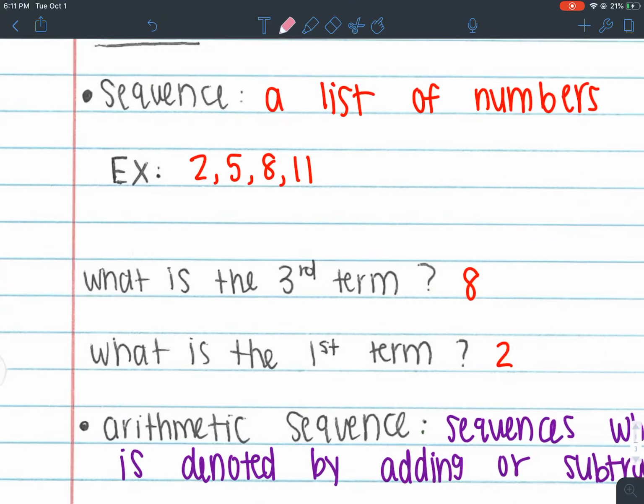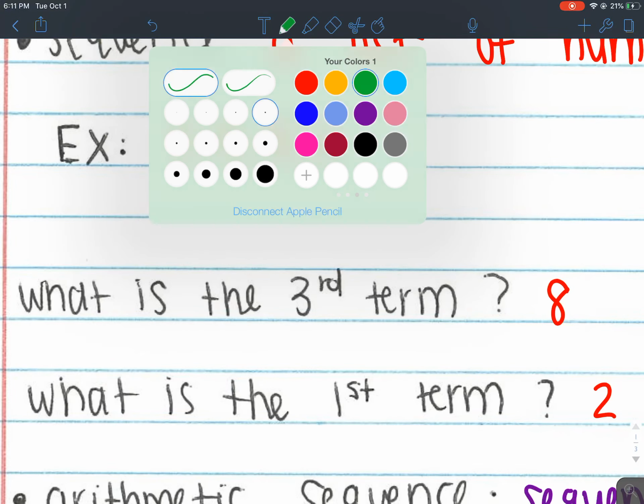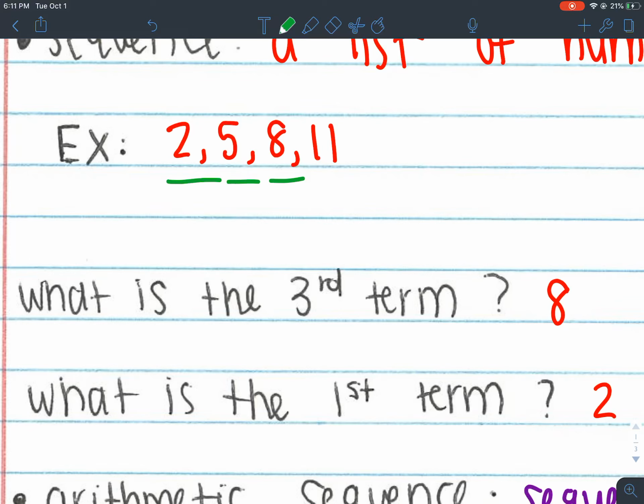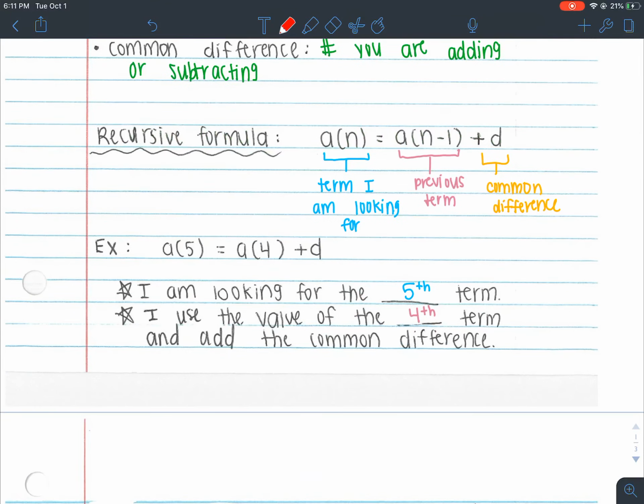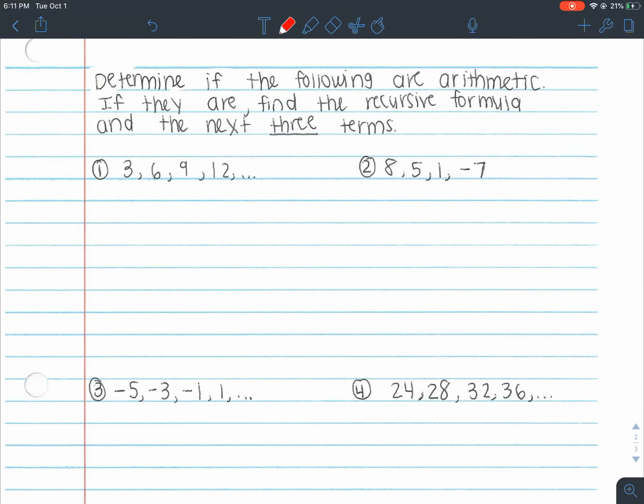So for example, if I wanted to know what the fifth term here was, because I have the first, the second, the third, and the fourth, I would take the previous term, which is 11, and then I would add 3 to it to get to the next one. So my next one would be 14. So you know how to do it in your head. This is just a visual and formula for what you're actually doing every single time.